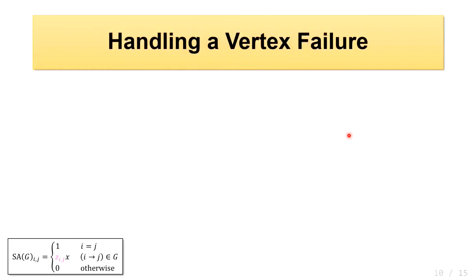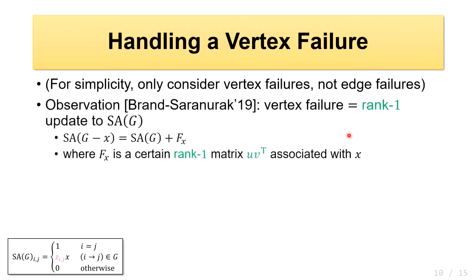Okay, then how do we use the adjoint of SAG to handle vertex failures? We need the following observation by a FOCS '19 paper of Brand and Saranurak. They showed that a vertex failure corresponds to a rank 1 update to SAG. That is, if you remove a vertex X from G and compute the new symbolic adjacency matrix, then it's the old SAG plus a certain rank 1 matrix associated with X.